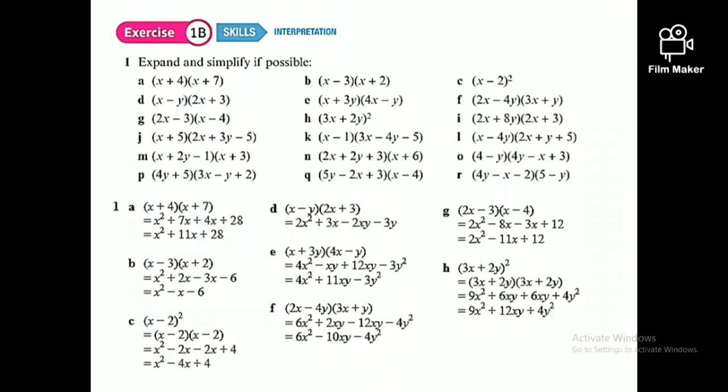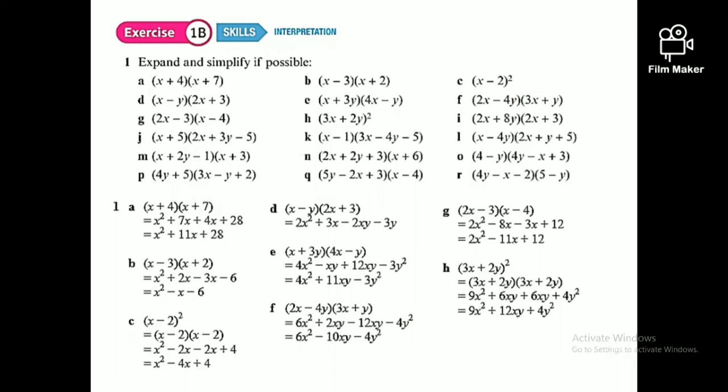Right. So this is just the same simplification, removing brackets, x plus 4 into x plus 7. So you just multiply x into x is x squared, x into 7 is 7x, 4 into x is 4x, 4 into 7 is 28. So you can simplify 7x plus 4x and obtain 11x, and you can write the final answer as x squared plus 11x plus 28, right?